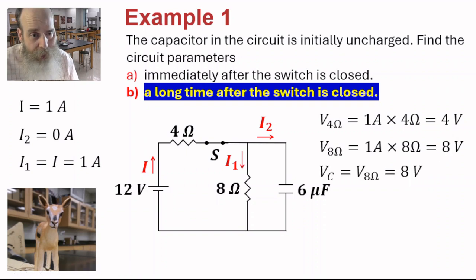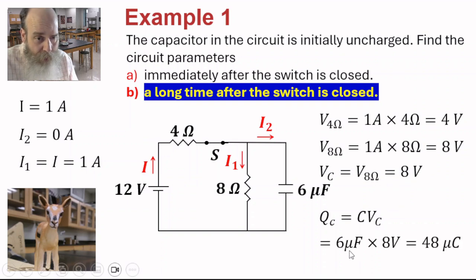The voltage across the capacitor equals the voltage across the 8 ohm resistor, since they are connected together at the top and the bottom. So the capacitor voltage is 8 volts. And the charge in the capacitor, QC equals C times VC. So we have 6 microfarads times 8 volts, giving 48 microcoulombs.